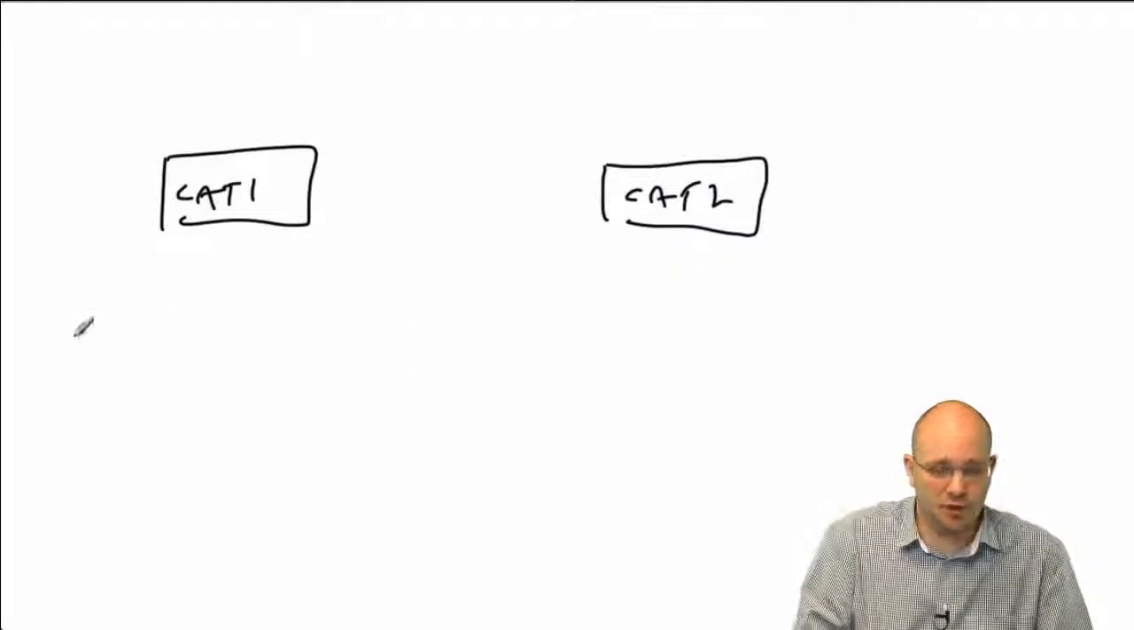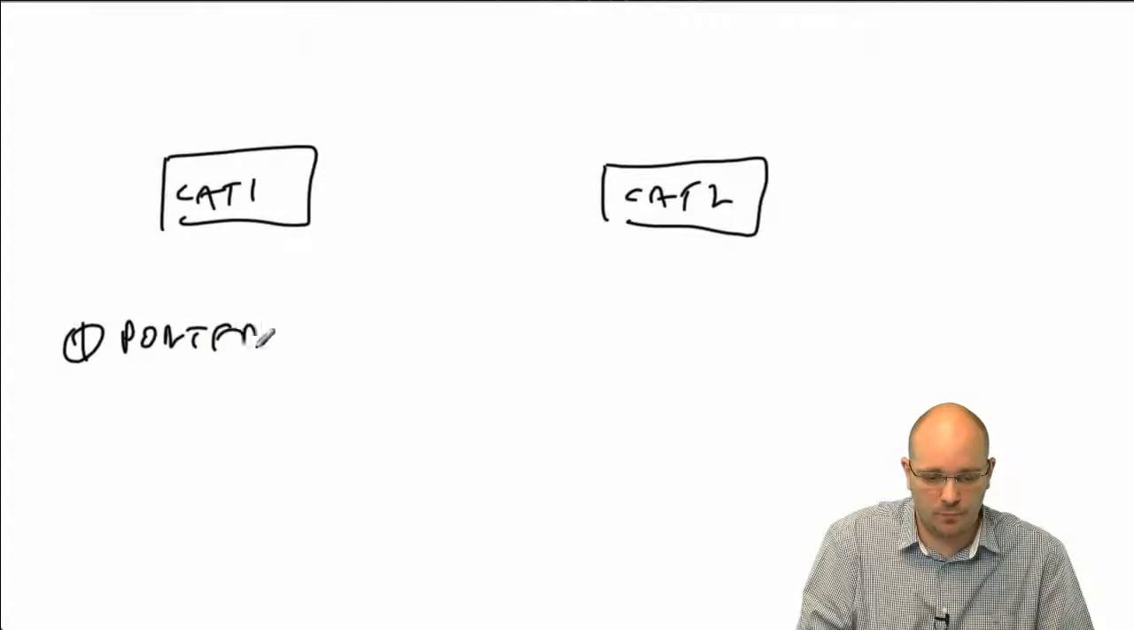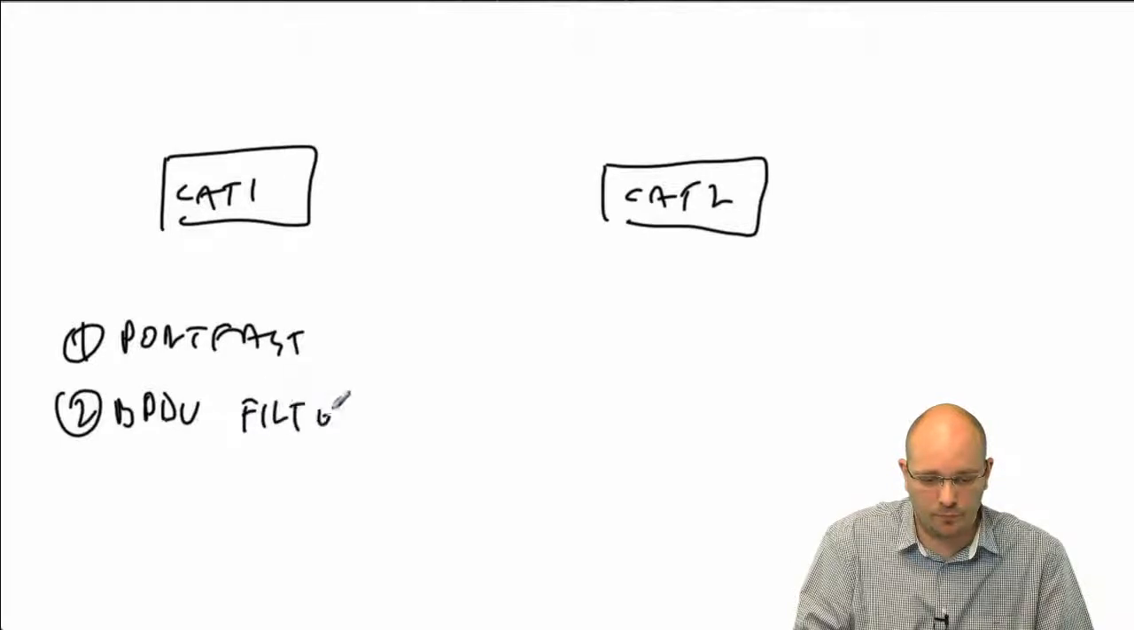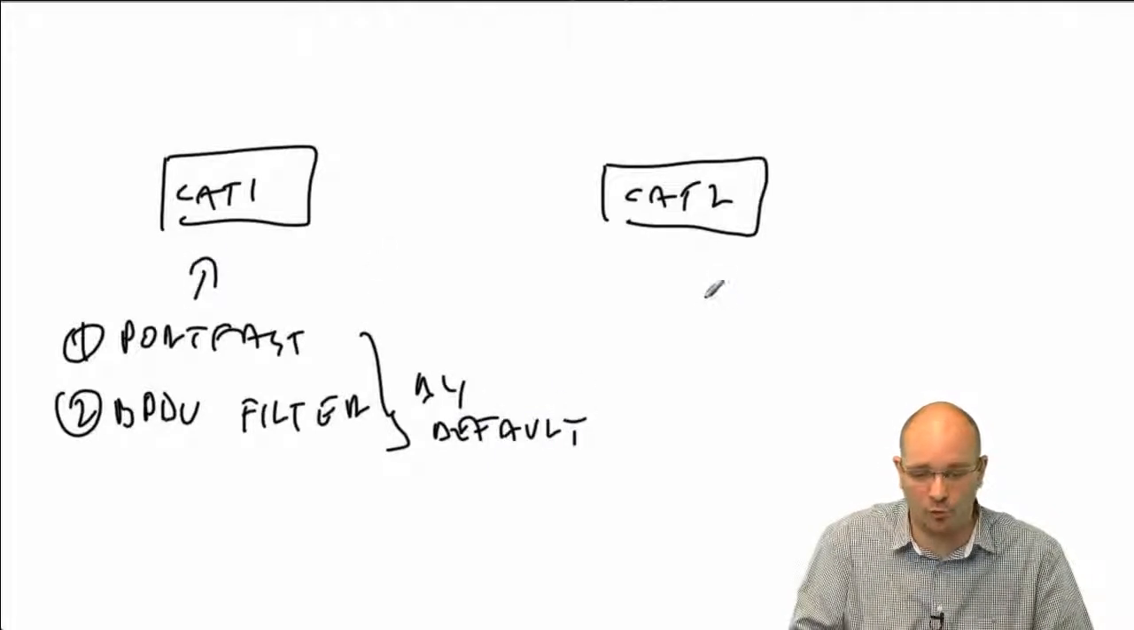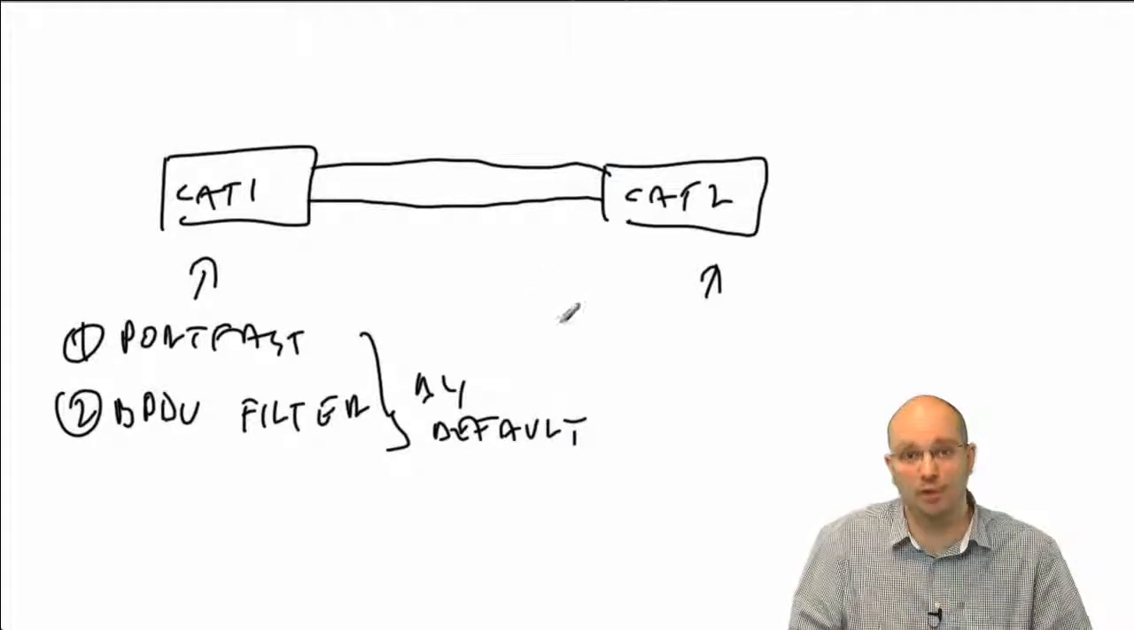And both of these switches have PortFast enabled by default, and they have the BPDU filter enabled by default. So the global configuration has been applied on cat1 and cat2. And these two switches are interconnected not with one link, but two links.